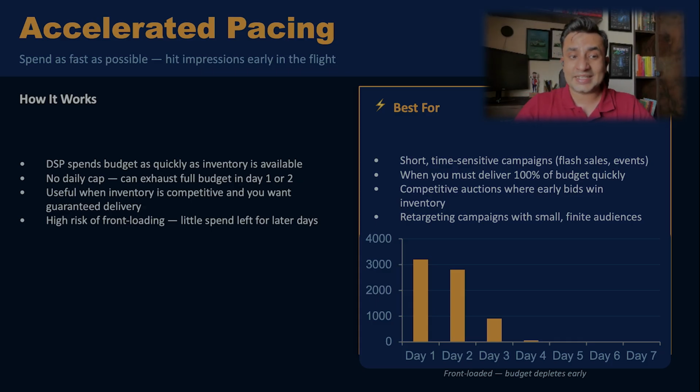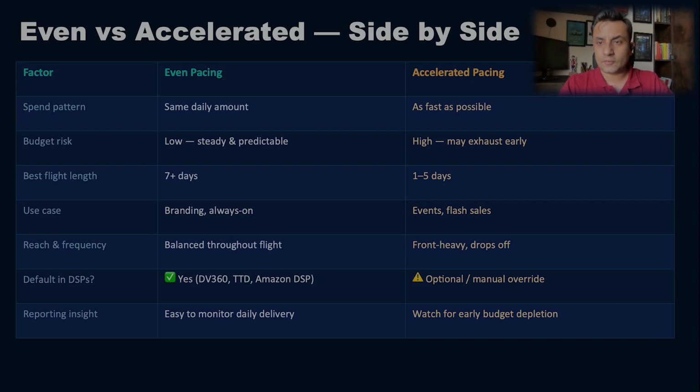It has a high risk of front loading, with little spend left for later days. Okay, front loading means you load up all the budget in the front. You are trying to spend your budget in the initial days itself. Even versus accelerated, what's the major difference? If we compare spend pattern, the same amount is spent each day in even pacing, and in accelerated pacing you spend as fast as possible.